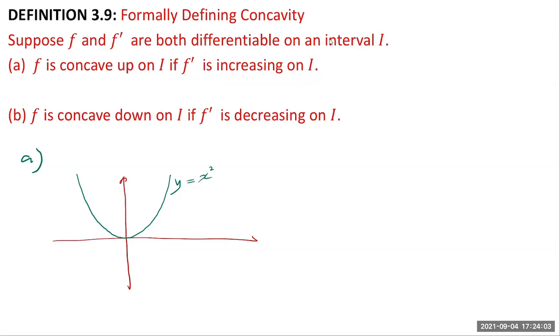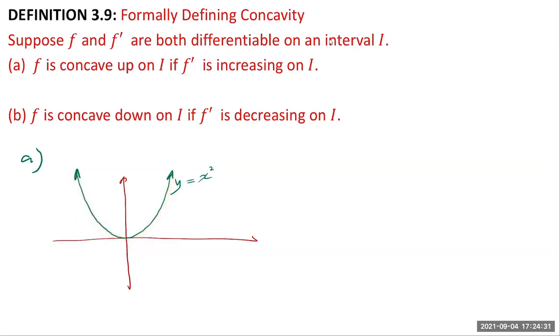Actually, in this case, the interval is minus infinity to plus infinity, because this graph extends indefinitely. In that whole interval, your f prime is increasing. That can be seen by drawing tangents at various points. Then when x is getting larger, the slope of the tangent is getting larger. That means f prime is increasing.